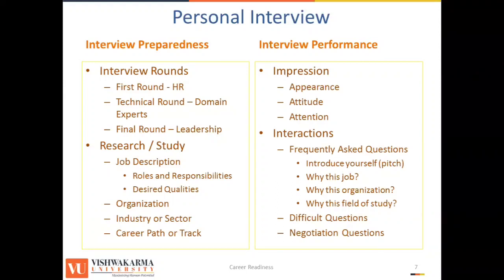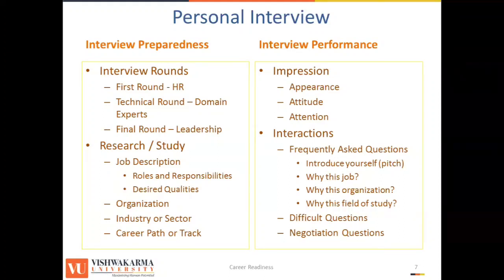Interactions. So there are frequently asked questions like, introduce yourself. Be prepared with this script, I will say, maybe 2-3 versions of it, considering a couple of roles that are top priority roles for you. So some variation is possible there. Why this job, why this organization, and why this field of study. So expect these questions. And then difficult questions and negotiation questions.